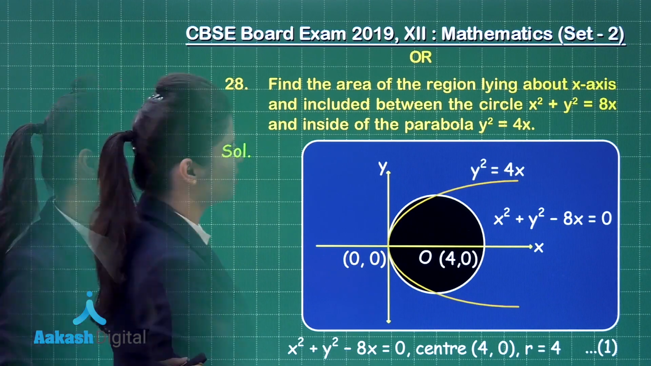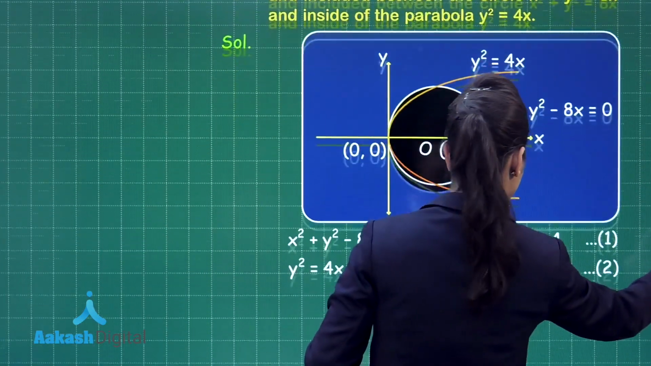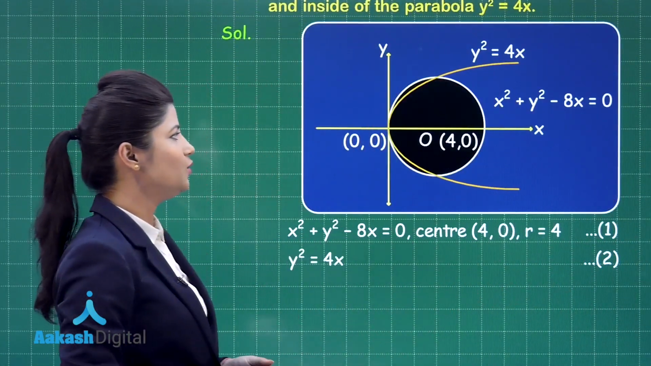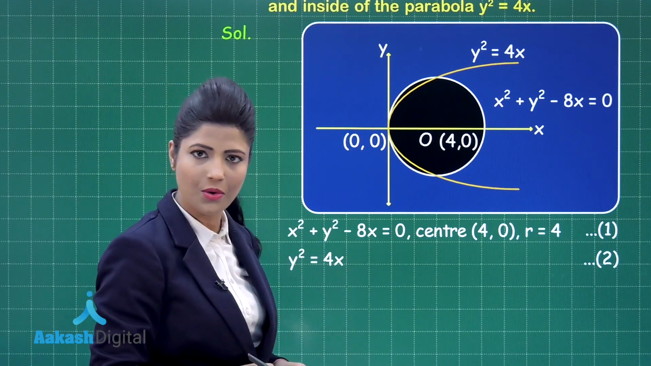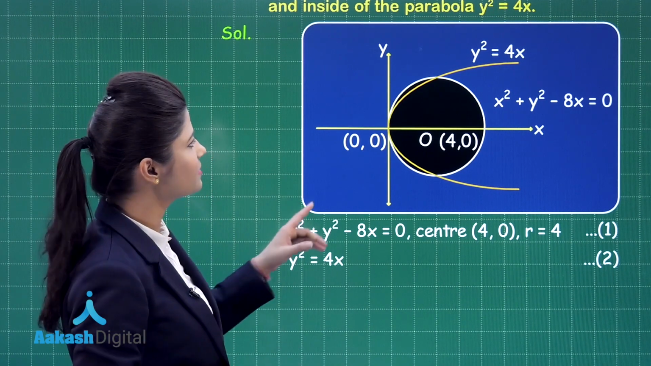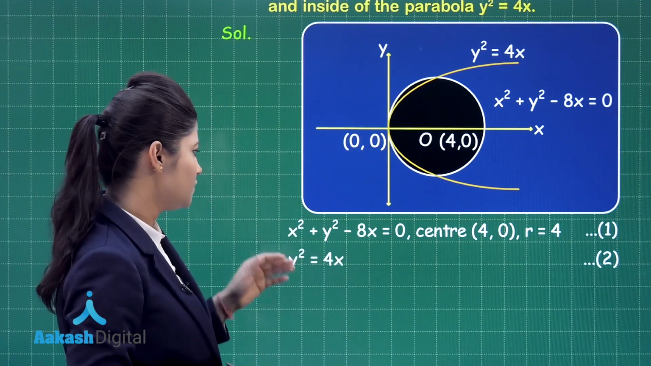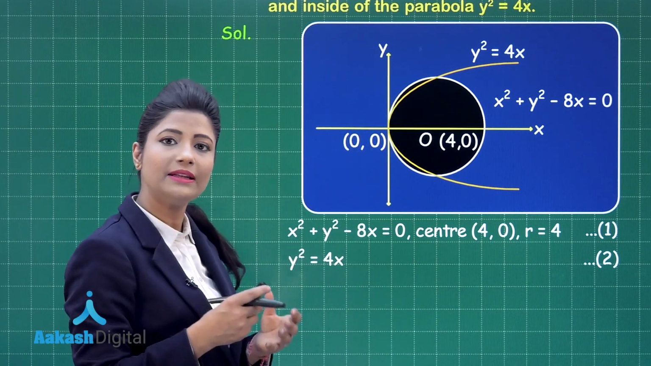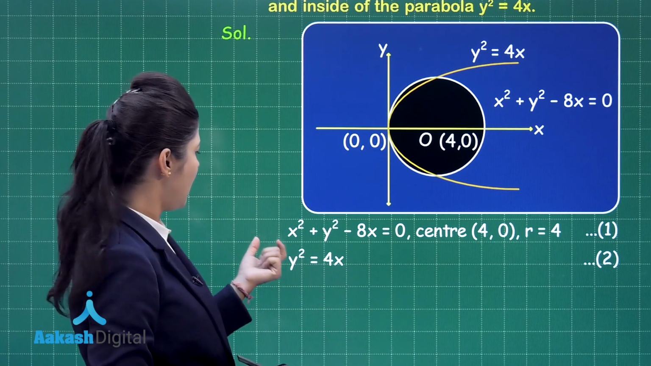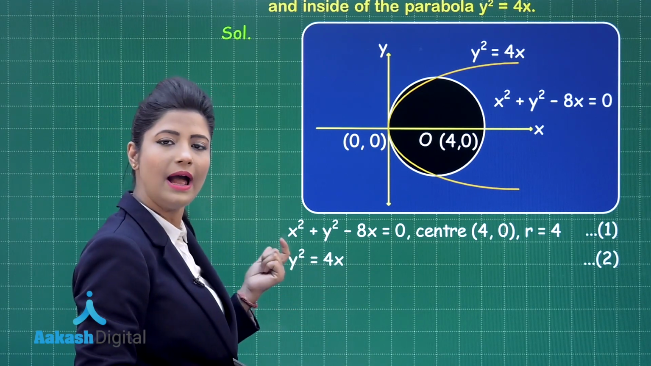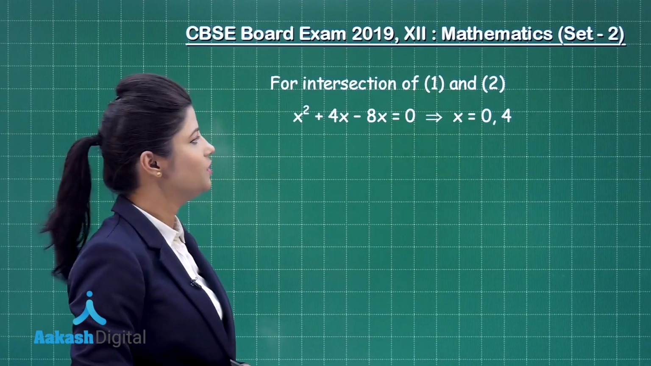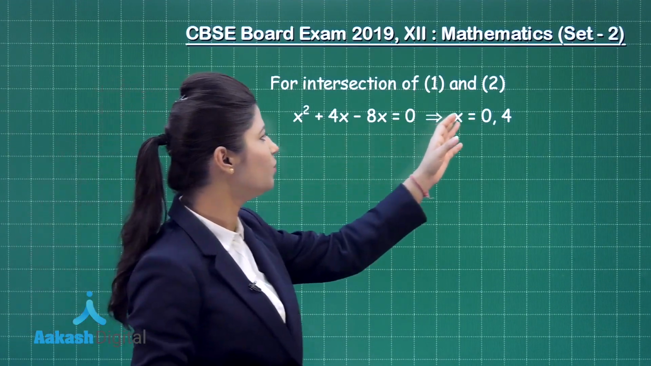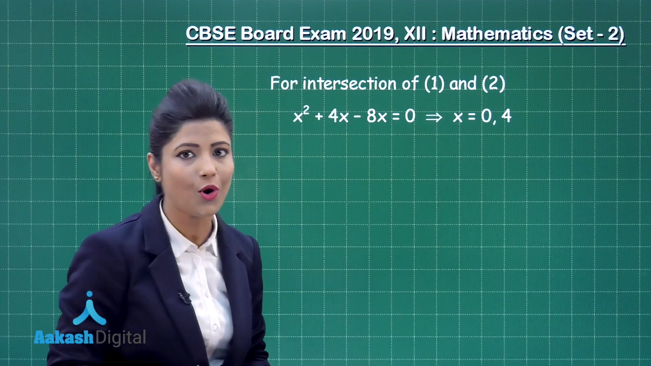When I consider this parabola y square equal to 4x, let this be equation number 2. You can observe this parabola is touching the circle at the point 0, 0, that is the origin. It is intersecting this circle at another 2 points. So let's solve these two equations to obtain those points of intersection. For that, I'll be using equation number 2 and I can substitute y square equal to 4x in equation number 1. On doing so, you obtain two possible values of x, that is 0 and 4.